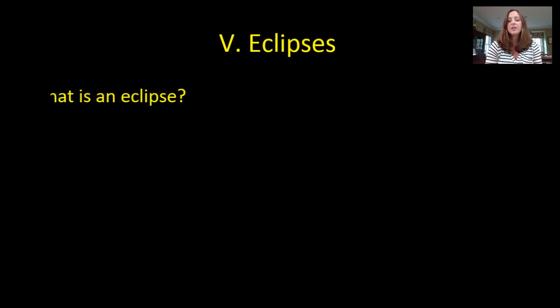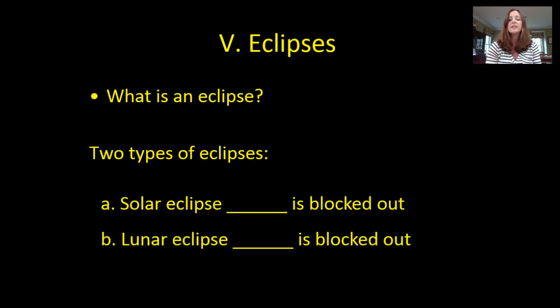Now there's something else that occurs because of the moon revolving around the earth, and that's called an eclipse. Now there are two types of eclipses. We have the solar eclipse, when the sun is blocked out, and a lunar eclipse, when the moon is blocked out. And this is pretty easy to remember if you can remember that an eclipse means to block out.